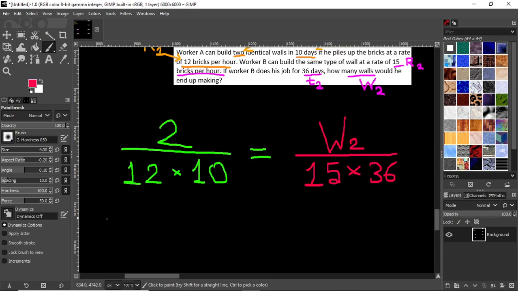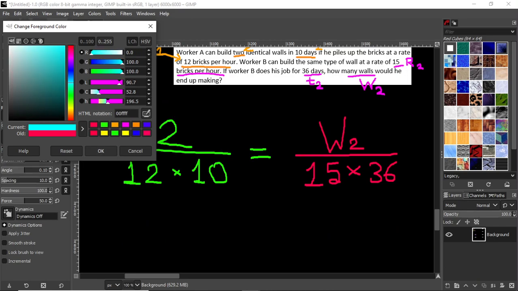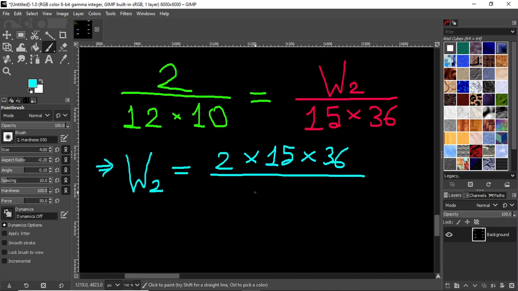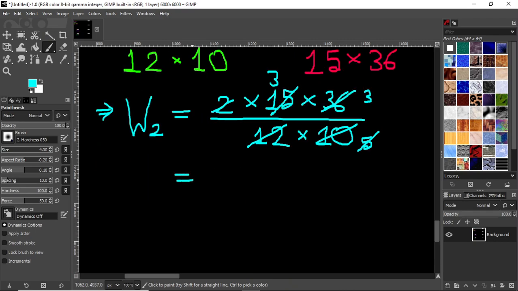And we can rearrange this to get W2 is the same as 2 into 15 into 36, over 12 into 10. So we can do some cancellation here. This goes out, this is 3. This goes out, this is 5. This goes out with this is 3. So all we have left is 3 into 3. That's 9.